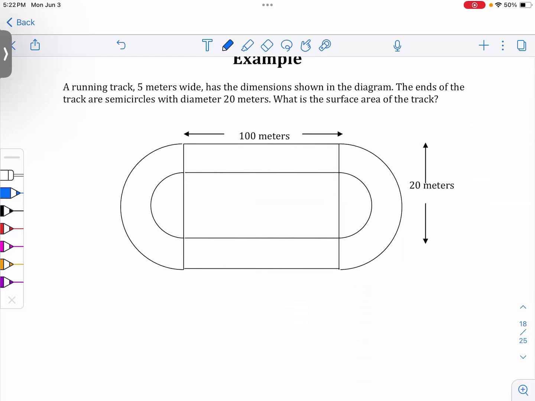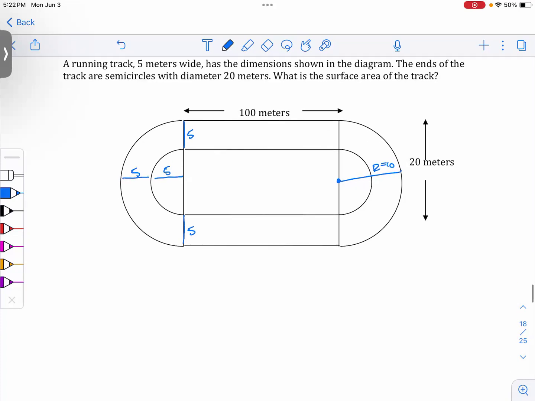So if the diameter of the circle is 20 meters, that means I can identify the radius to be 10 meters. And if the track is 5 meters wide, so if this distance is 5 meters, that means the radius of the inner circle here is 5 meters as well. Since I know this distance is 5 meters, and then the straight part of the track is 100 meters, I basically have two different shapes to identify.